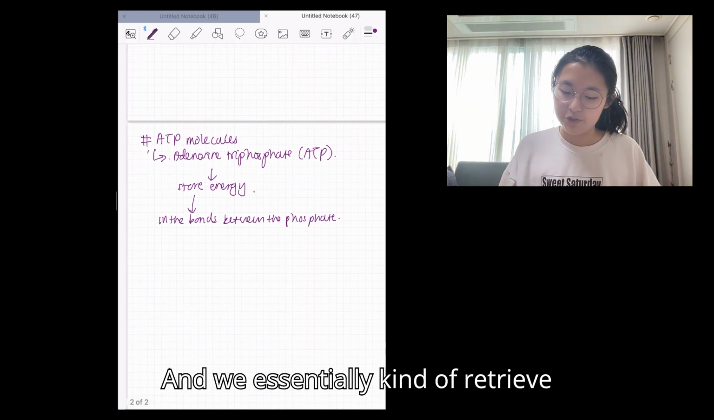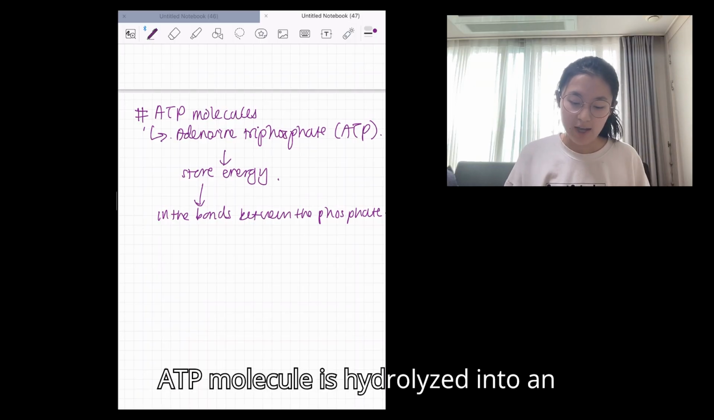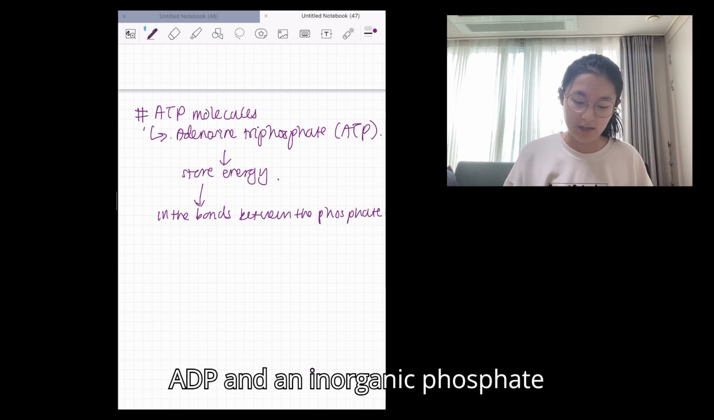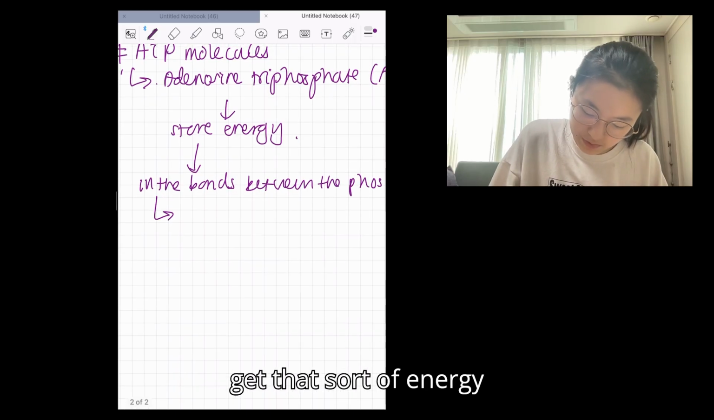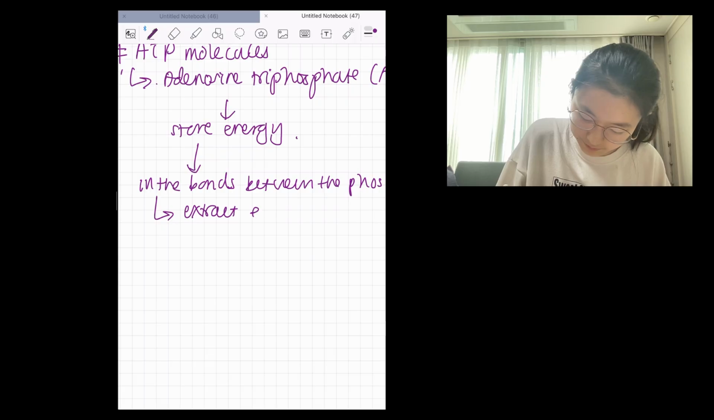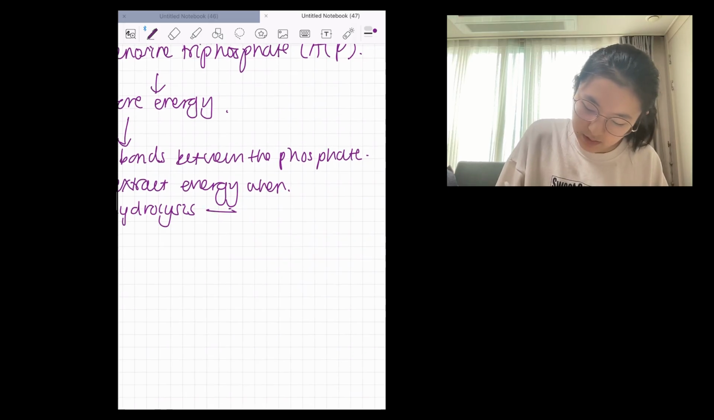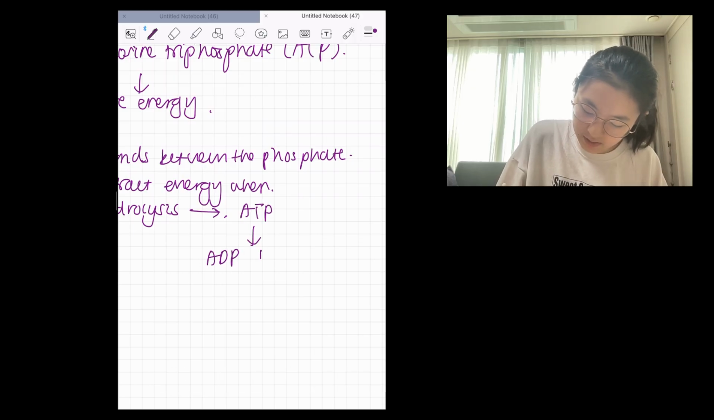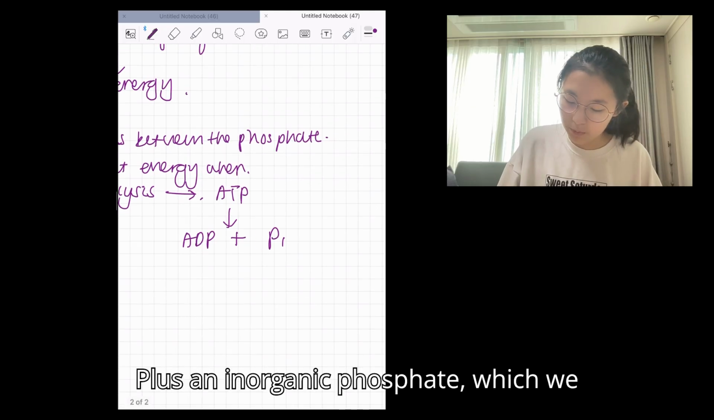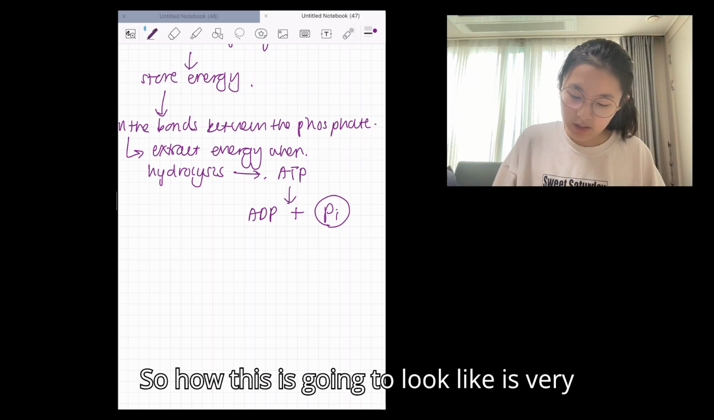And we retrieve energy from an ATP molecule when it is hydrolyzed into an ADP and an inorganic phosphate molecule. So we get that energy when we go through the process of hydrolysis, which results in the ATP turning into an ADP plus an inorganic phosphate, which we will denote in this notation right here.